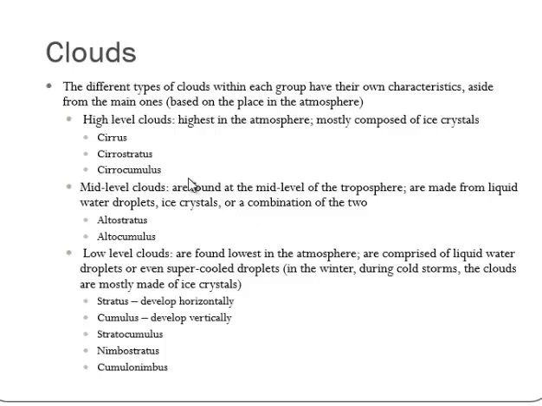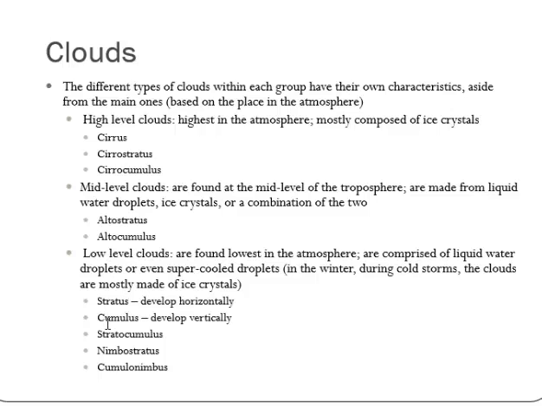Then you have the mid-level clouds, which are around the middle of the troposphere. They can be made from liquid water droplets or ice crystals, or a combination. Those are the altostratus or the altocumulus. Look for alto. Again, those don't cause the rain. The real rain clouds are the foggy clouds or the low clouds. The low-level clouds are in the lowest level of the atmosphere. Those are liquid droplets, or if it's in the winter, it could be snow droplets.